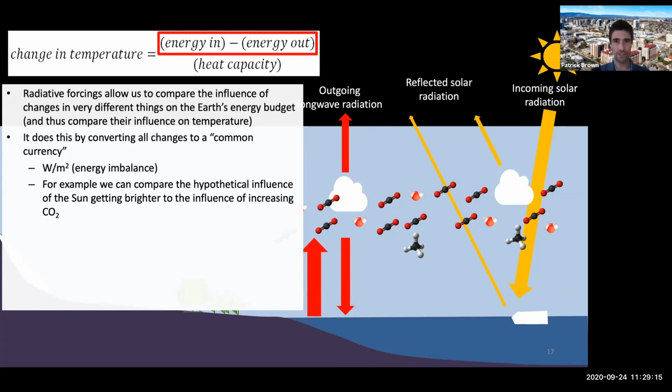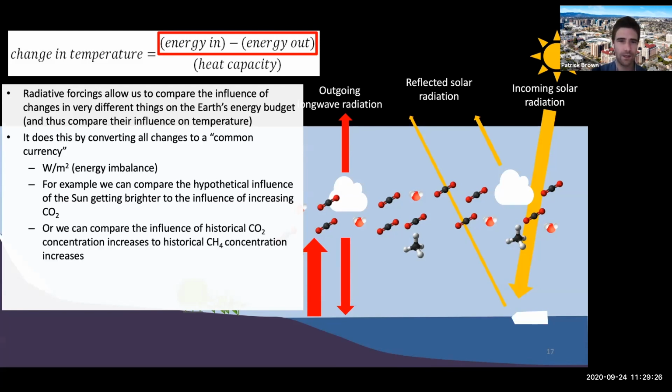Both of those things actually have happened since the Industrial Revolution. I'll show you in a second that the sun getting brighter is very small compared to the increase in CO2. Or you can compare the change in CO2 concentrations versus the change in methane concentrations. Even though they're at very, very different concentrations of the total atmosphere, you can compare their influence by converting them into a radiative forcing, into this common currency of watts per square meter.